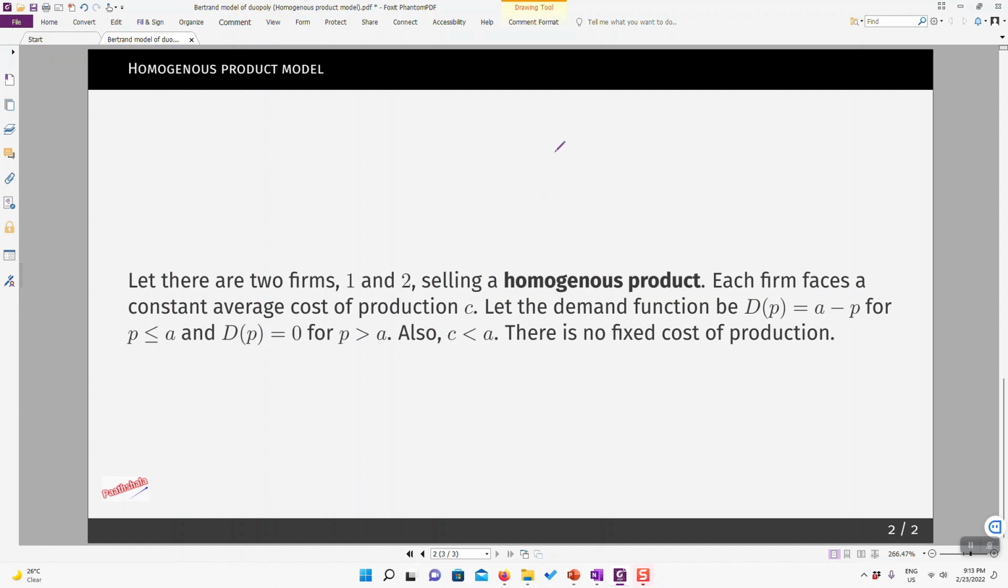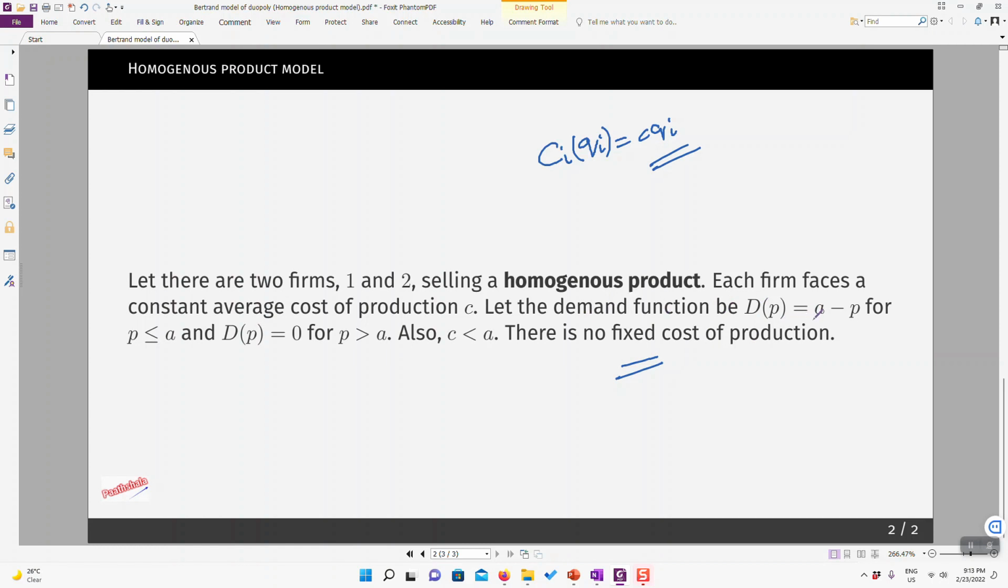So it means the cost of production for a firm i, when it is producing a quantity Qi, is given as the average cost multiplied with the quantity. This also tells me the average cost is constant, so the marginal cost will also be constant, and it also indicates that there is no fixed cost of production. Otherwise we would have something before this C Qi, but that is not here. It means we do not have any fixed cost of production.